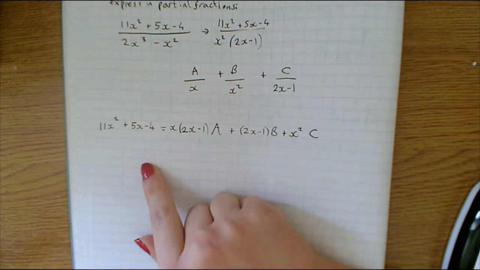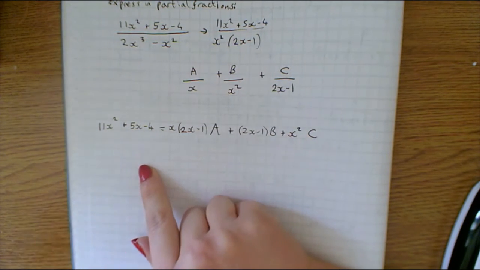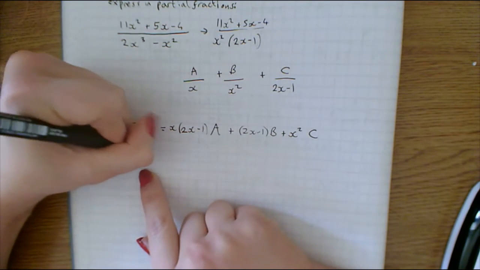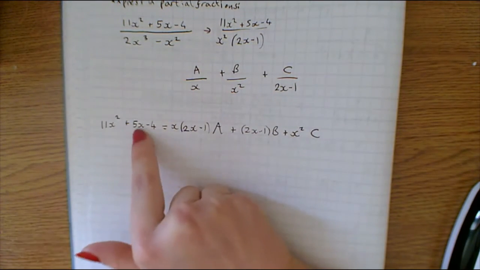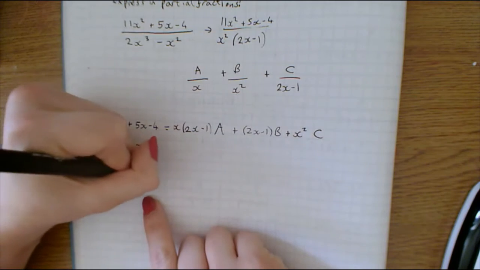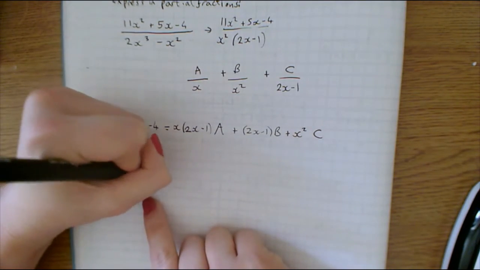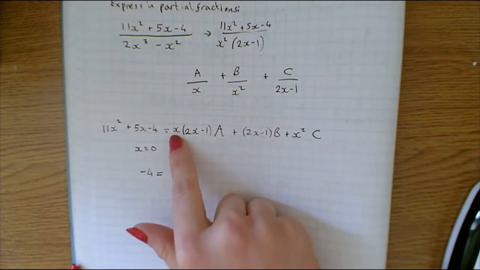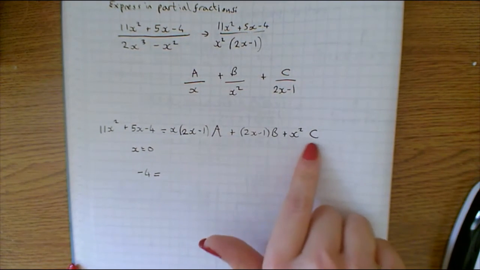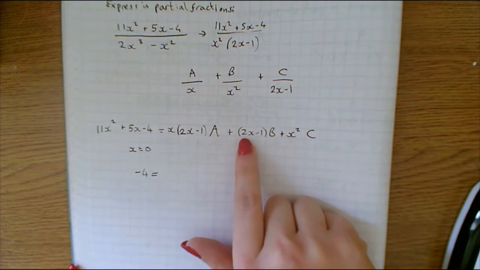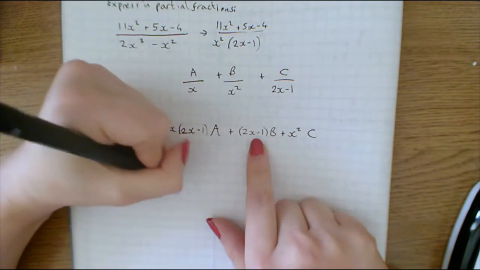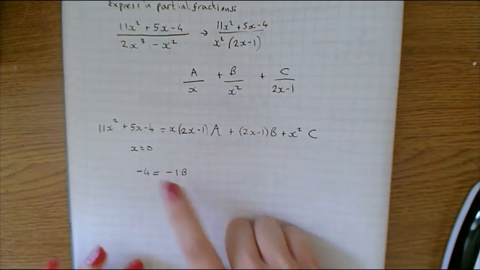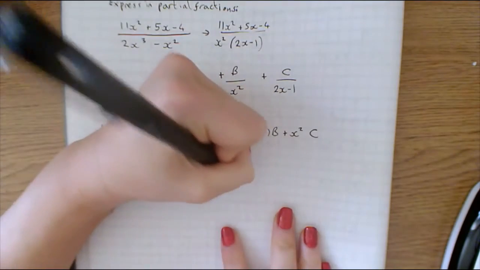So now it looks like that. We're going to make some substitutions. I would first of all suggest, let's substitute in x equals 0. That's a nice place to start. So when x equals 0, we get minus 4 on the left-hand side. Then a will be 0 because of the x here. C will be 0 because of the x squared here. And b will be 2 times 0 is 0, minus 1, b. So because minus 4 equals minus 1b, b is 4.